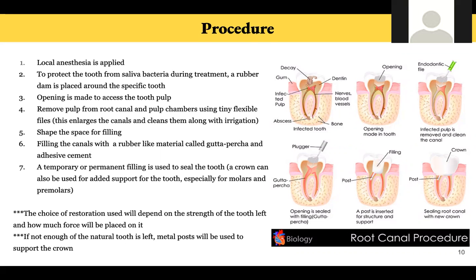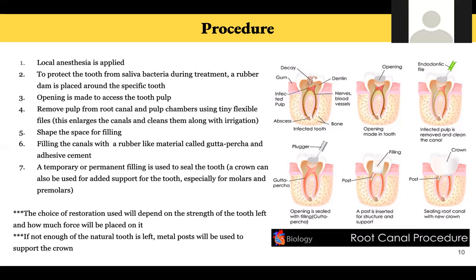And then the canals get filled with a rubber-like material called gutta percha, and that gets sealed with an adhesive cement. And basically now the canals are cleaned, they're filled, and the last step, or the seventh step in this case, is that a temporary or a permanent filling is used to seal the tooth, to close it off.